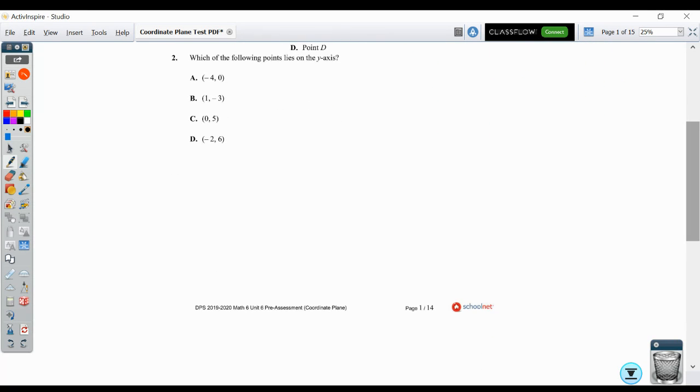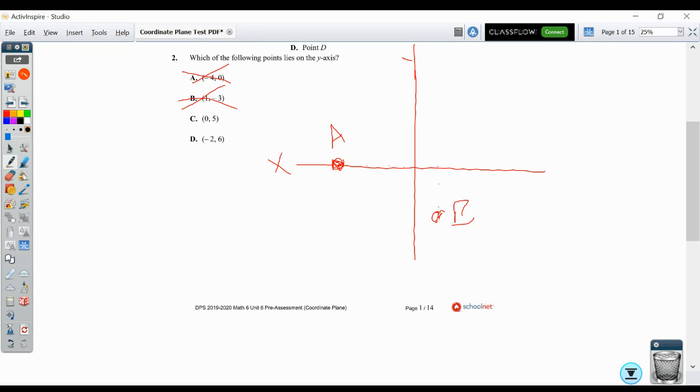Question 2, which of the following points lies on the y-axis? So if I draw my coordinate grid, I would have A is 1, 2, 3, 4, and then 0. So that's on the x-axis. I'm looking for something on the y. Here I have B is 1, negative 3, so that's going to be right here. This is A, so that's not right. C is 0. I don't go anywhere, and then I go up 5. So this is going to be C, and that is on the y-axis, so the answer is C.